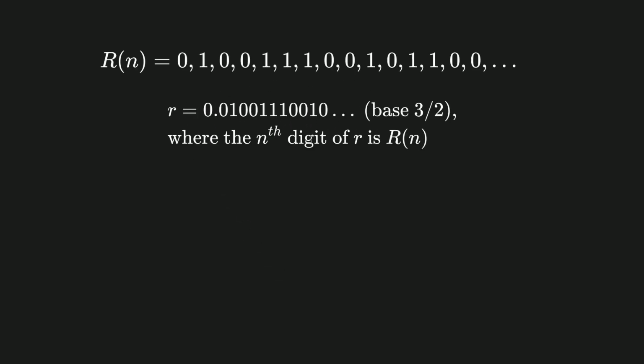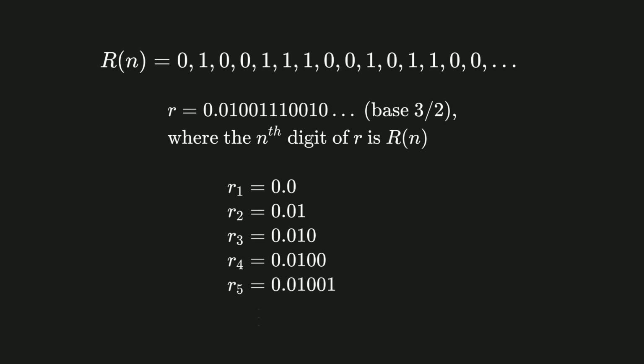For the final piece of the puzzle, we need to introduce the constant little r. This is the number such that in base 3/2, the nth digit of r is big R of n. Any approximation Rn or R subscript n is the first n digits of R. Now this is quite a few terms, so before we finish the problem, let's recap what we've got so far.